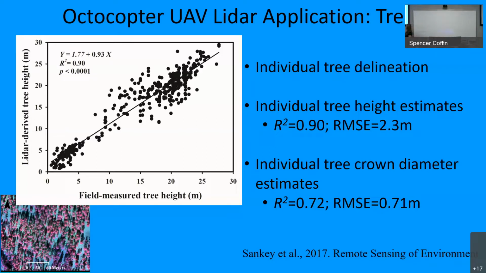We're also getting similarly high correlation between tree canopy diameter estimates from this LiDAR data. And so once we assess that correlation, as well as the average error associated with that estimate, then we can apply the same data set over an entire forest stand or an entire treated forest area.